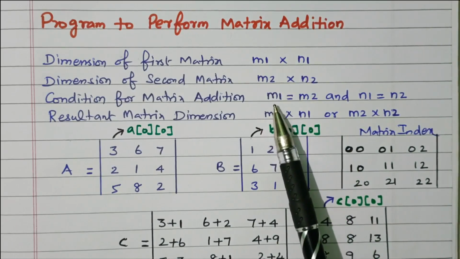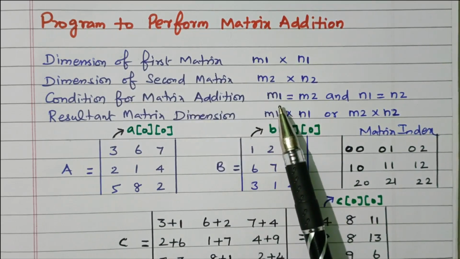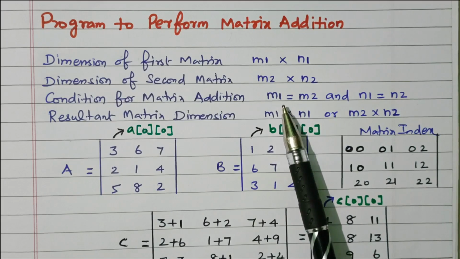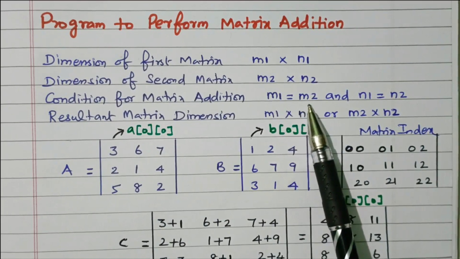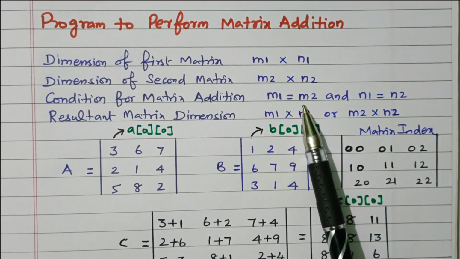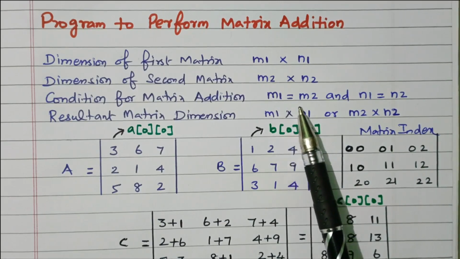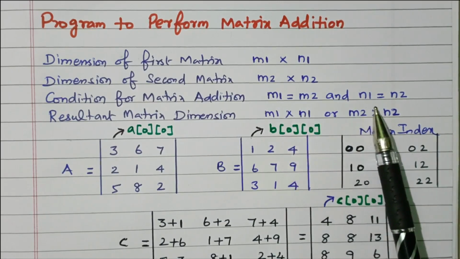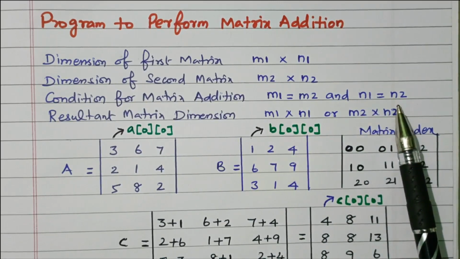In order to perform the addition, what is the condition? We need to check the condition. The row size of the first matrix m1 should be equal to the row size of the second matrix m2, because only the corresponding elements by row and column are going to be added. So the number of rows in both matrices should be equal. Similarly, the number of columns also should be equal. n1 equal to n2. Right?